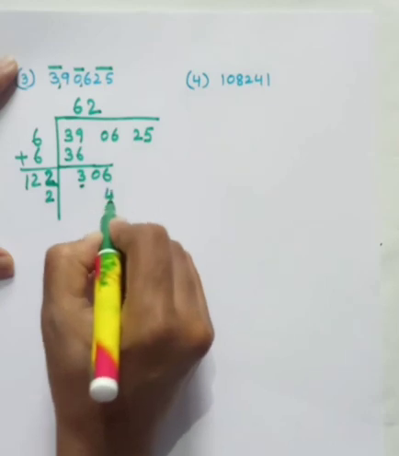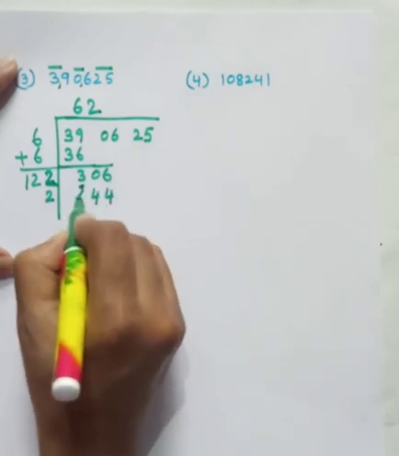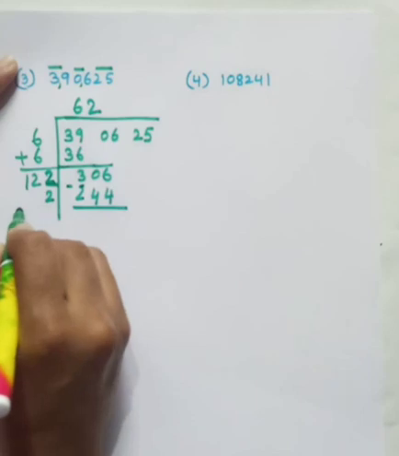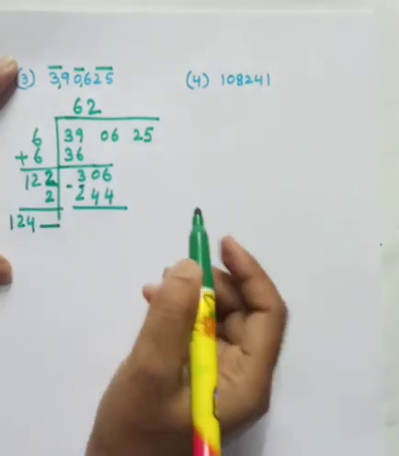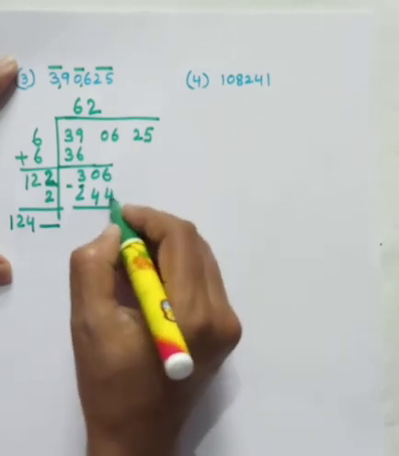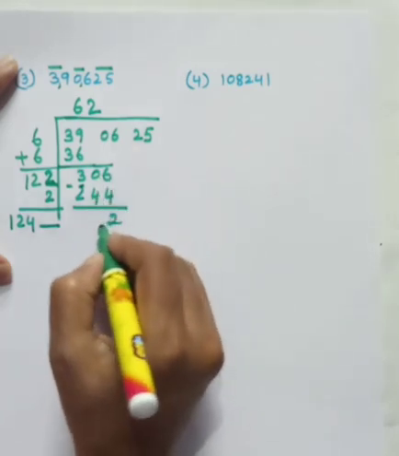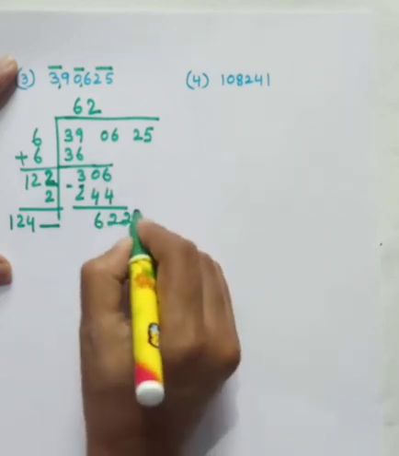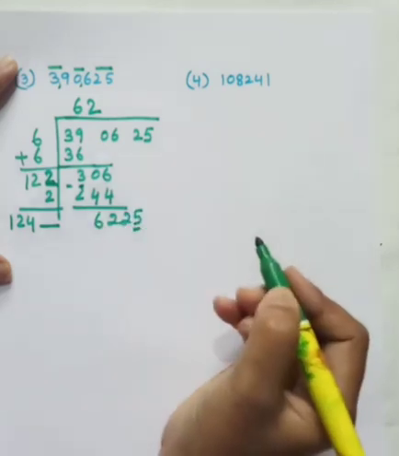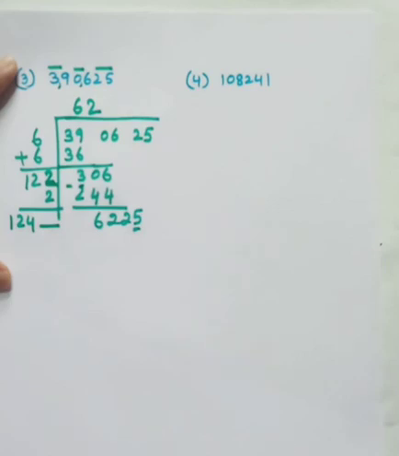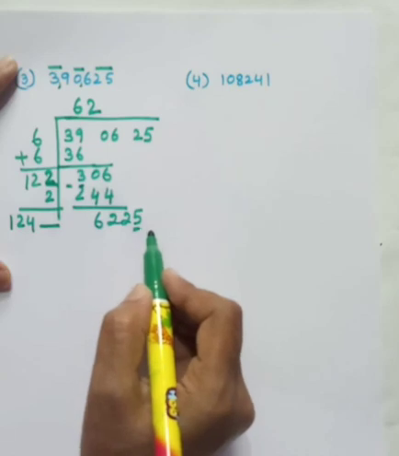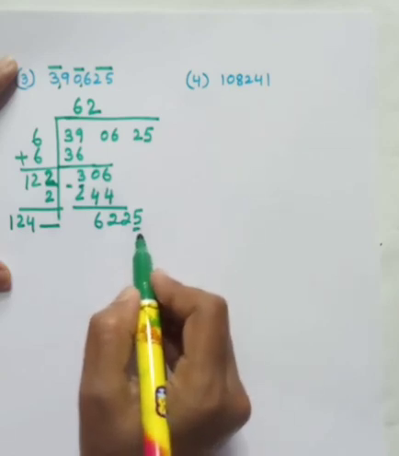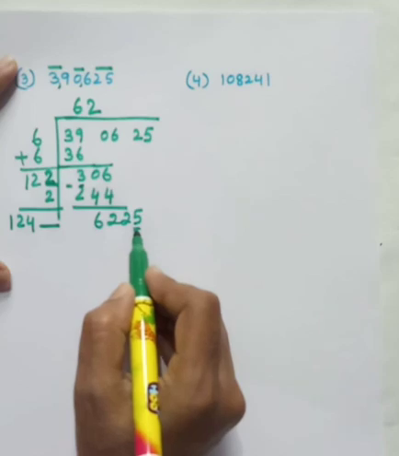Now 2 2s are 4, 2 2s are 4, and 2 1s are 2. So subtract. Here we are left with 124 and one place again vacant for the next cycle of steps. So 6 minus 4 is 2, 10 minus 4 is 6, bring down 25. See here we have 5. So our alternative will be 5 here, because the square root of a number which ends with 5 always has 5 in the units place.